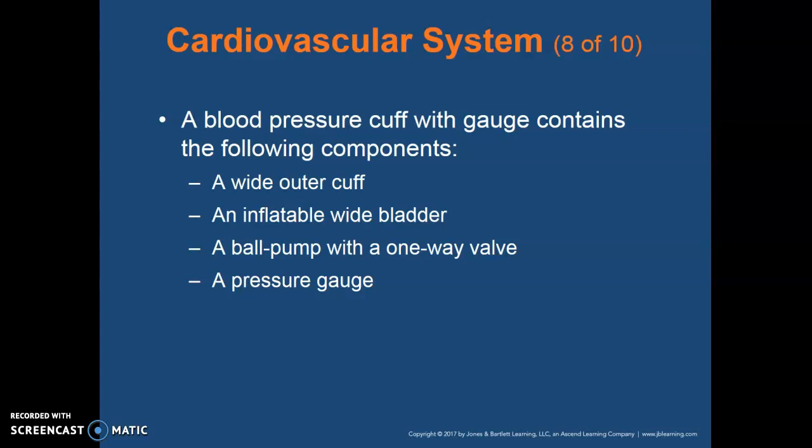In order to measure blood pressure, we use a blood pressure cuff and a stethoscope. The components of that, you have the wide outer cuff that you actually can see that you're going to put against the patient's skin. Within that, there's an inflatable bladder that's actually going to pump up, and it's going to close off that brachial artery. You have a ball pump with a one-way valve, so the little squeezy thing that you put air into the bladder with, and then a pressure gauge.